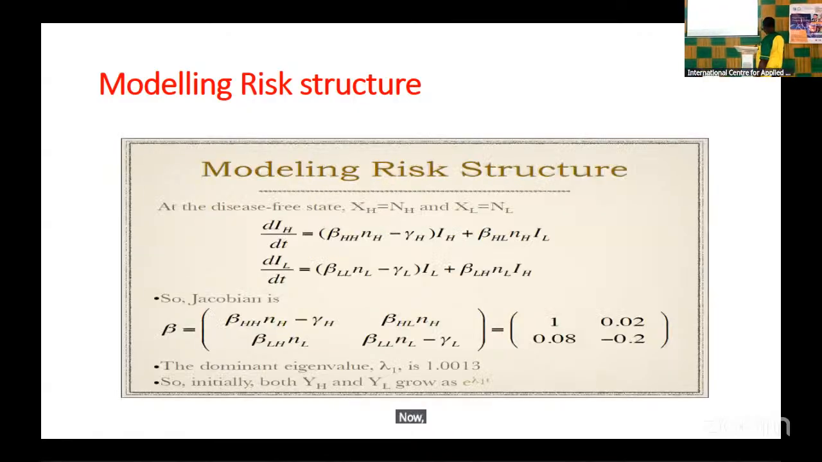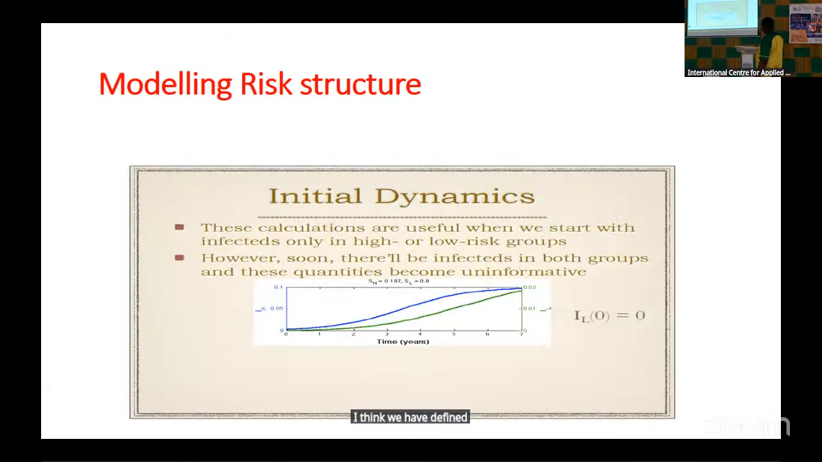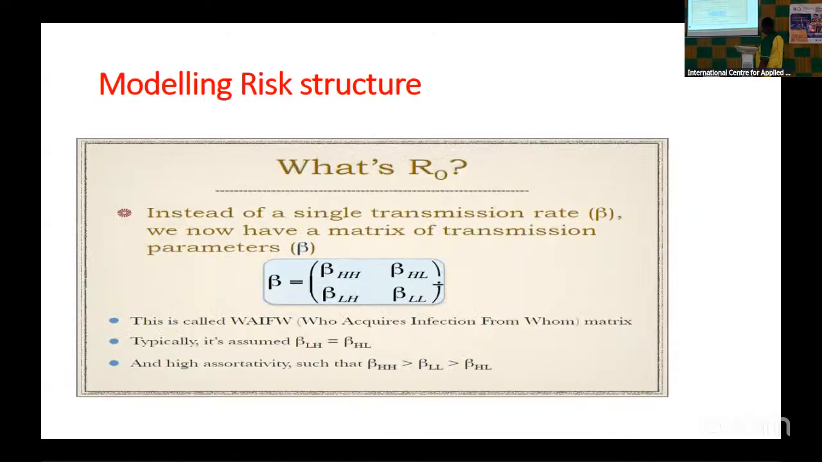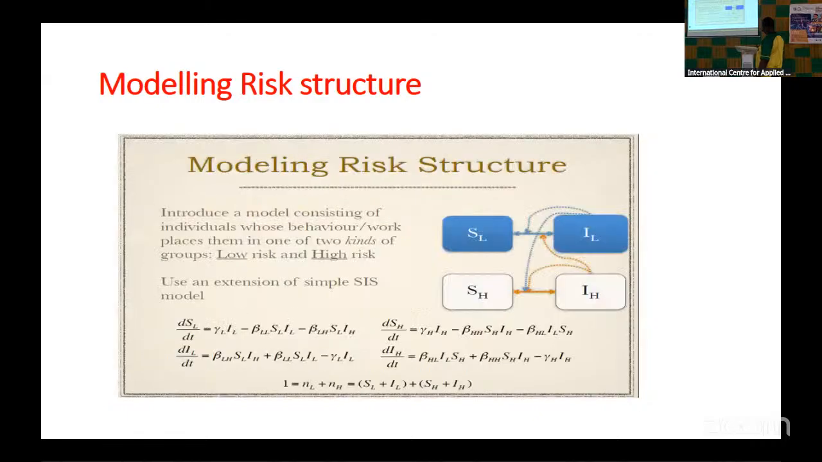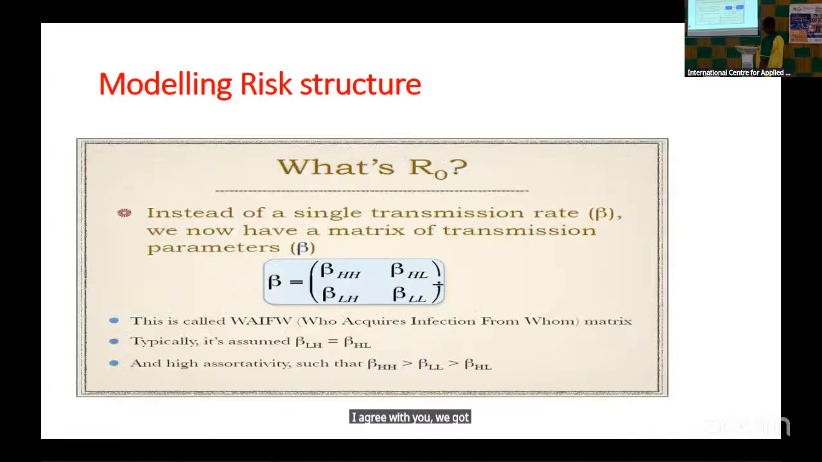Now, modeling risk group, at the disease-free state you have SH equal to NH, and SL equal to NL. So in that situation, I think we have defined something there before. We define N, which is 1, equal to NL plus NH, where NL, the total population of the low risk group, is equal to SL plus IL, and the total population of the high risk group is equal to SH plus IH.